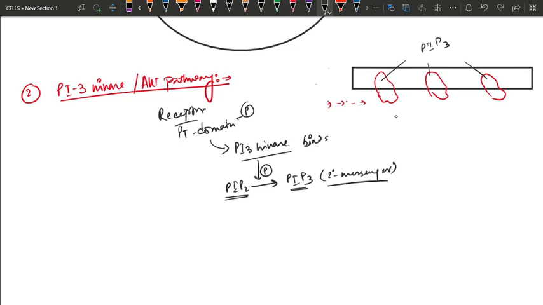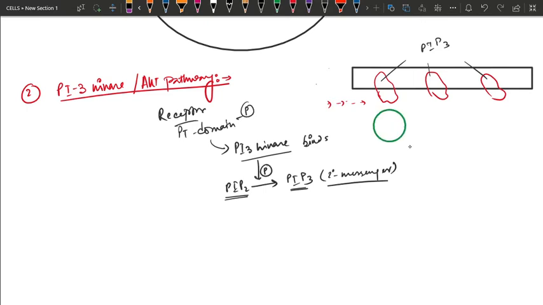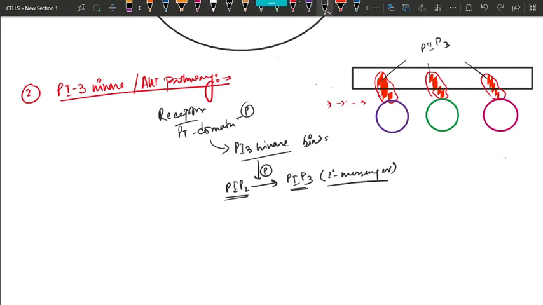Now different proteins bind to PIP3. So three different proteins will bind. This is one protein, this is another protein, and this will be another protein. These are the PIP3, sorry. Now these are the three different proteins which are binding.